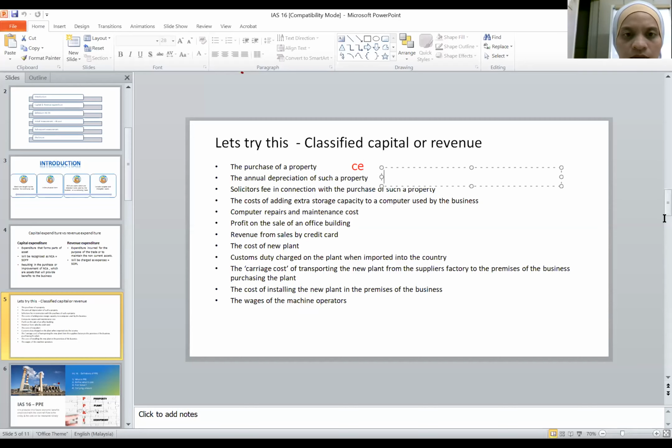Next dia kata kat sini, the annual depreciation of such a property. This is revenue expenditure. Solicitor's fee in connection with the purchase of such a property. So this is your capital expenditure.